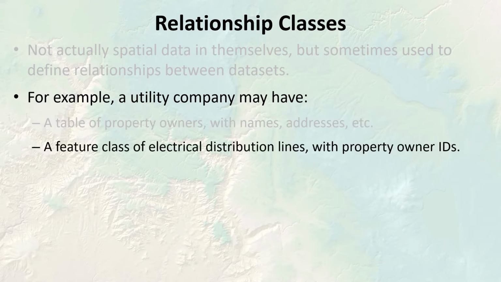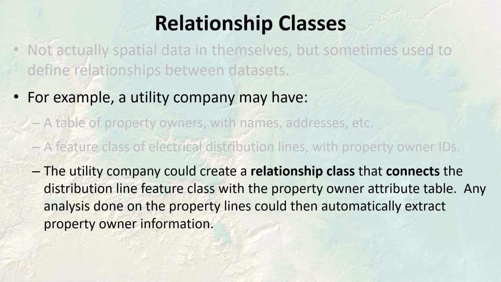Now, you also might have a feature class of electrical distribution lines. The feature class may not contain all the property owner attributes, but only some ID value, and that ID value corresponds with each unique property owner. Well, if you set up a relationship class between the electrical lines and the property owners, then you can access the full set of property owner data directly from the utility network dataset. So you click on this electric line and you get all the information on the property owner.